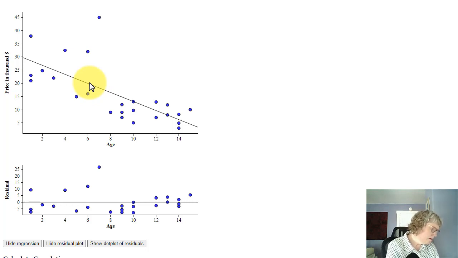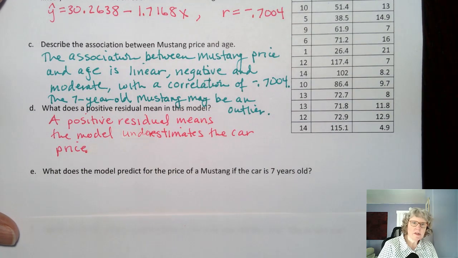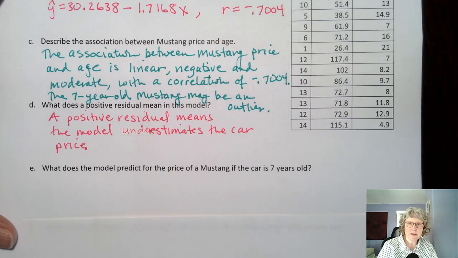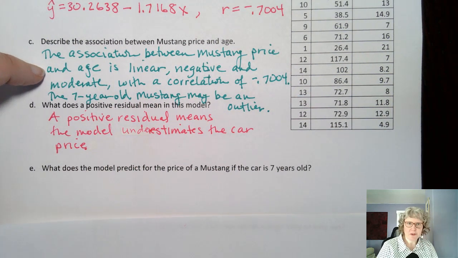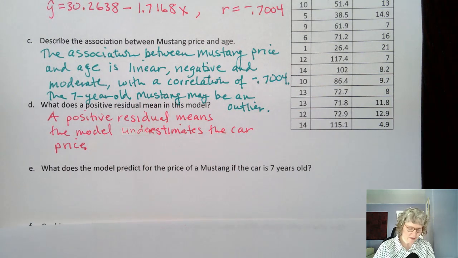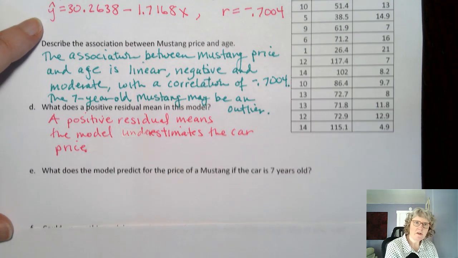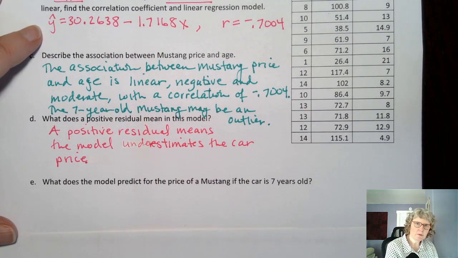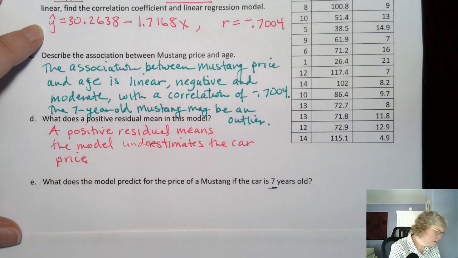And then let's see what the next question is. The next question says, what does the model predict for the price of a Mustang if the car is 7 years old? Well, this is going to be interesting because this 7-year-old seemed to be an outlier, right? But we can calculate predictions. We have our model written up here. So I'm going to write that with an x value of 7.